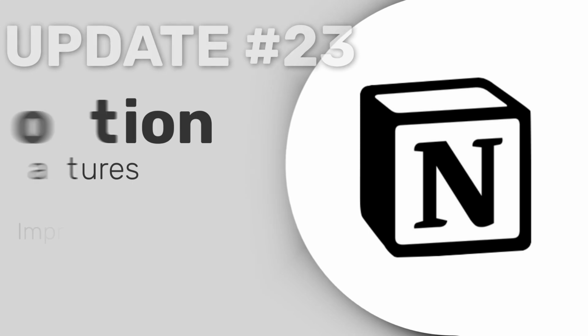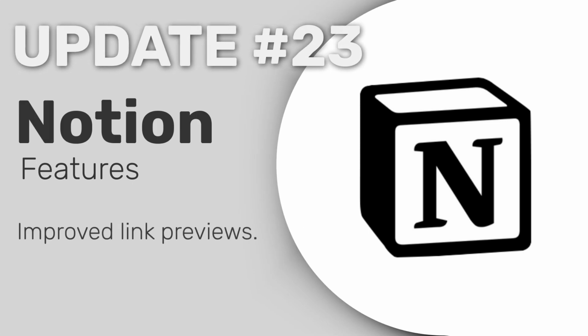For update number 23, Notion updated the way that you see link previews for some of your favorite softwares that you might use alongside Notion, such as Figma, GitHub, and Jira. I didn't really use this a whole lot on their first round, so I don't really know how the link previews have changed, but I know that they've gotten even better according to Notion.